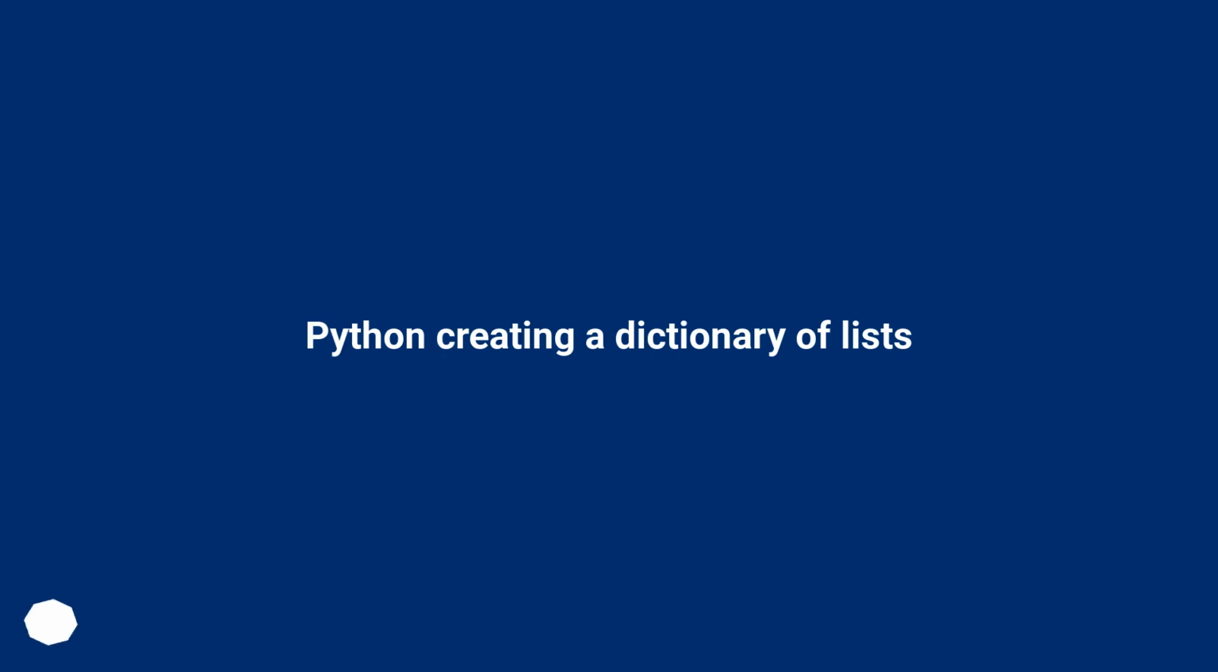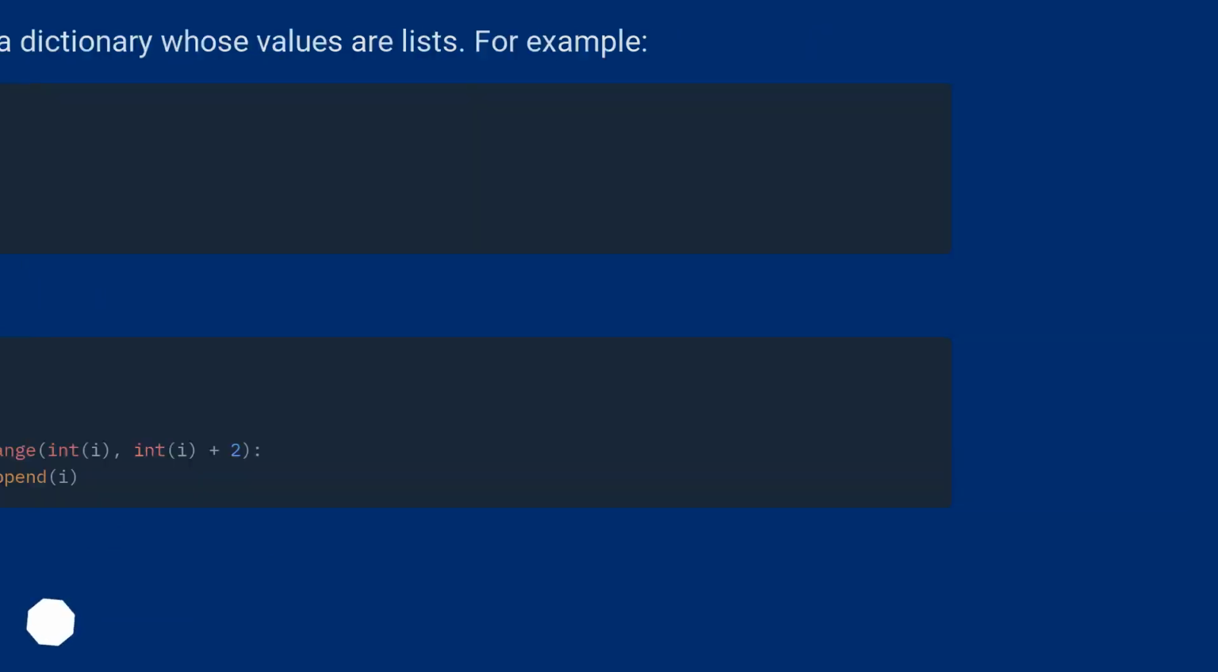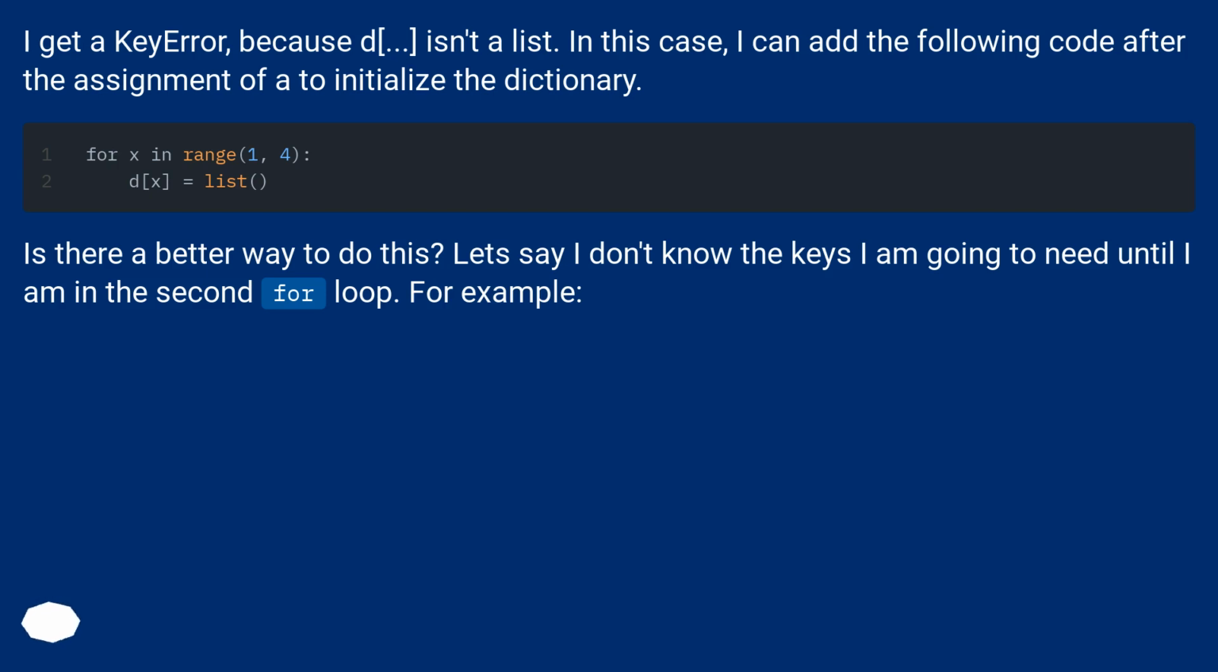Python: creating a dictionary of lists. I want to create a dictionary whose values are lists. For example, if I do this, I get a key error, because D isn't a list. In this case, I can add the following code after the assignment of A to initialize the dictionary.